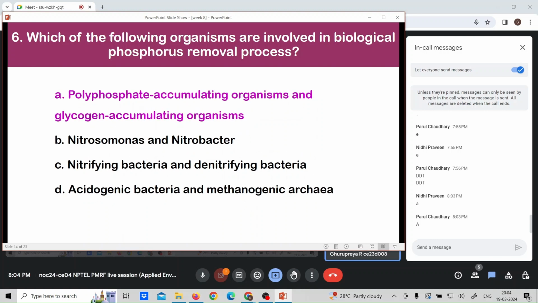So A is the right answer. Why do we focus more on nutrient removal in the tertiary system? Why are we more concerned about nitrogen and phosphorus basically? Ma'am, it is present more in the environment. Right, it is present more in the environment.